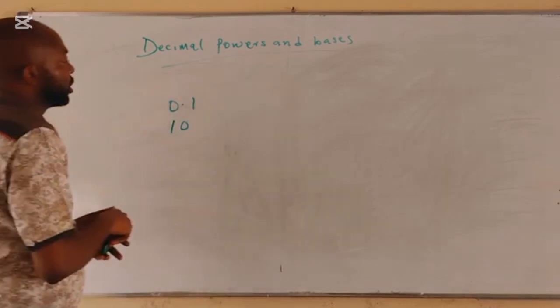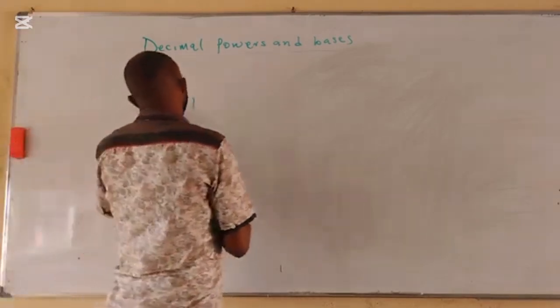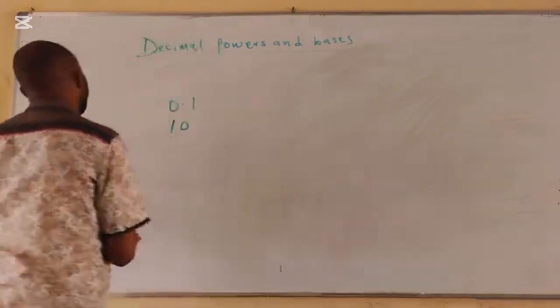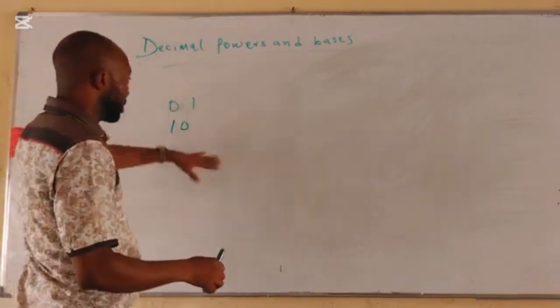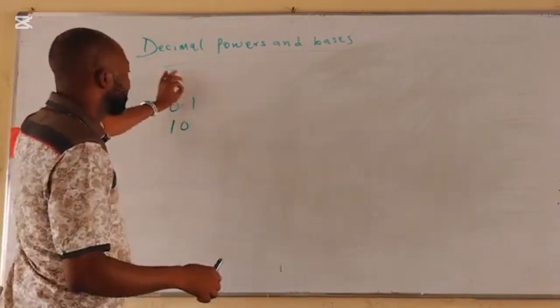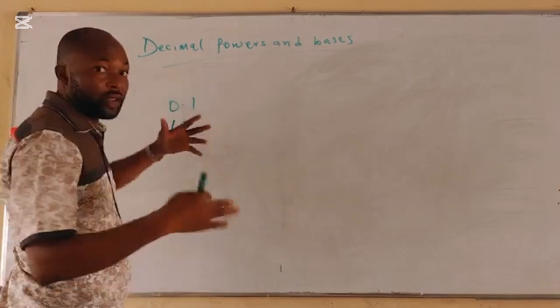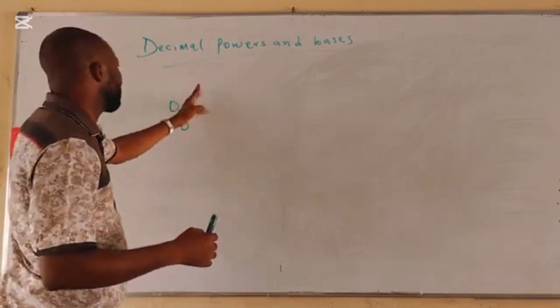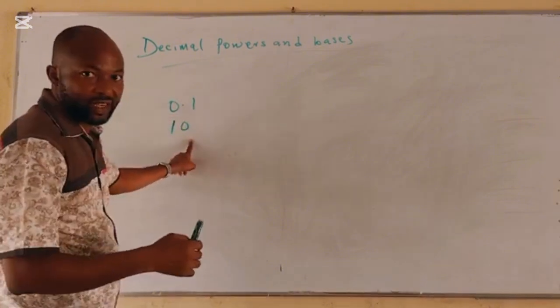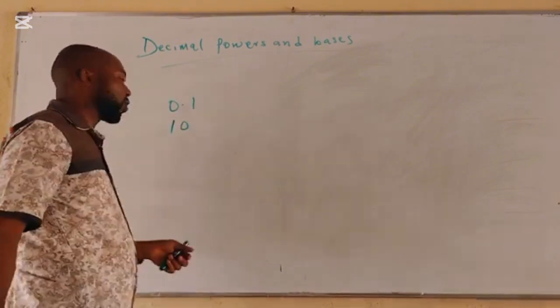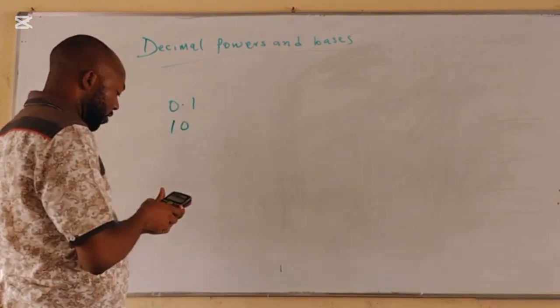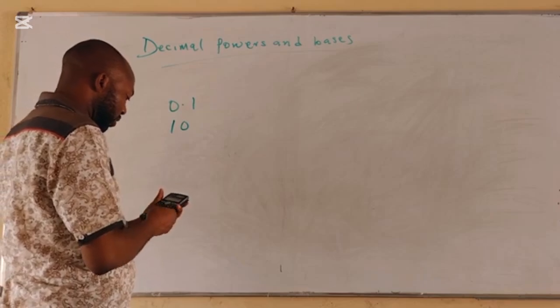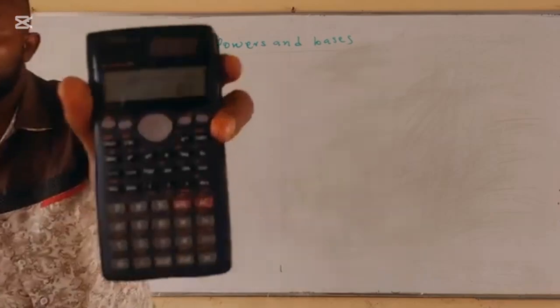In the real sense of it, 0.1 will become, if I want to change this, I take my main value here as 1, I take it out, then I put this down, so this becomes 1 over 10. And 1 over 10 is 0.1, if you check. So I have 1 divided by 10, which is 0.1.